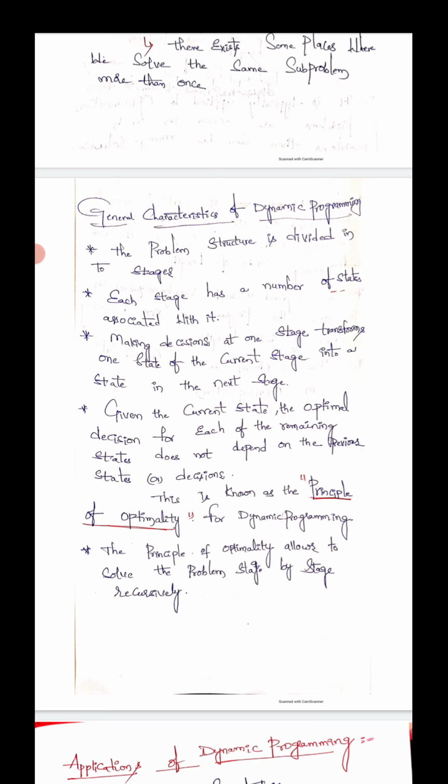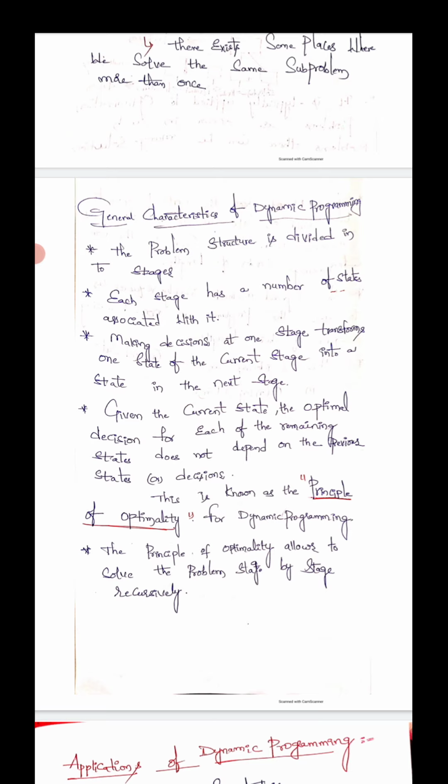Now one more point about the principle of optimality. It allows us to solve the problem stage by stage, recursively. That is why the optimal decisions for each of the remaining states do not depend on the previous states or decisions. That is said to be the principle of optimality for dynamic programming. It allows us to solve the problem stage by stage, recursively or repetitively.